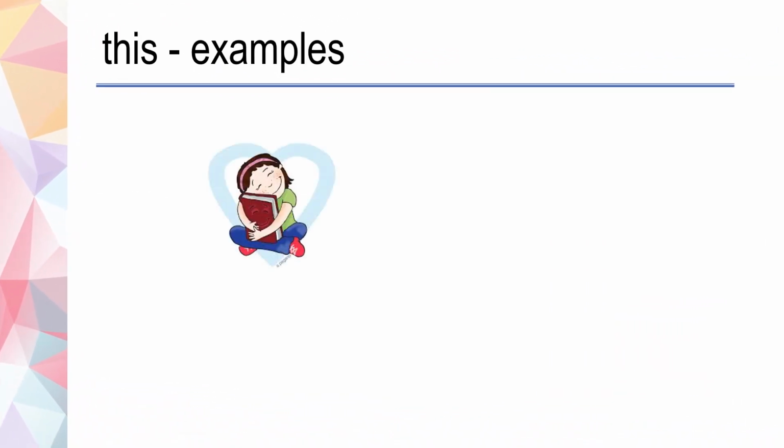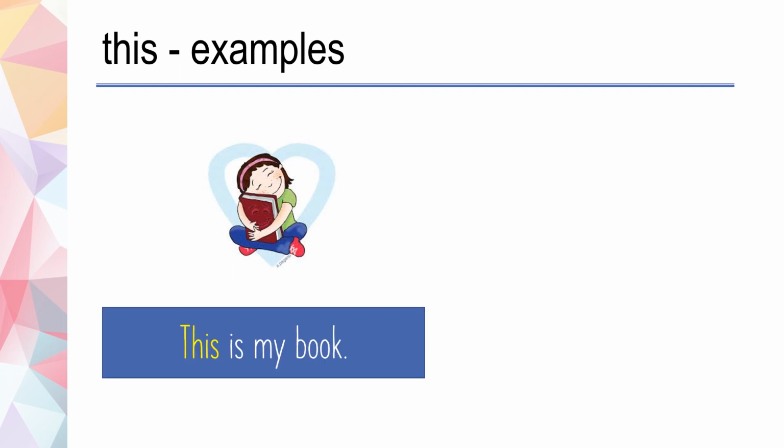Let's look at a few examples. The first example. This is my book. You will notice in the picture that the girl is hugging the book. It's quite near to her, and that is why we use this. This. This is my book.